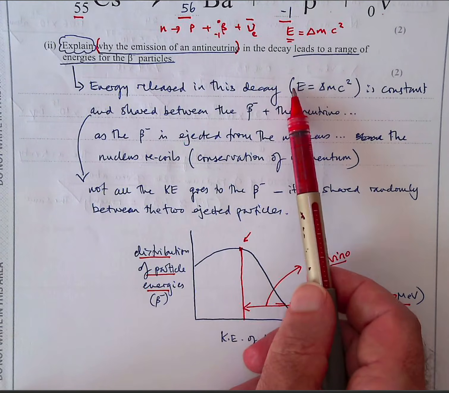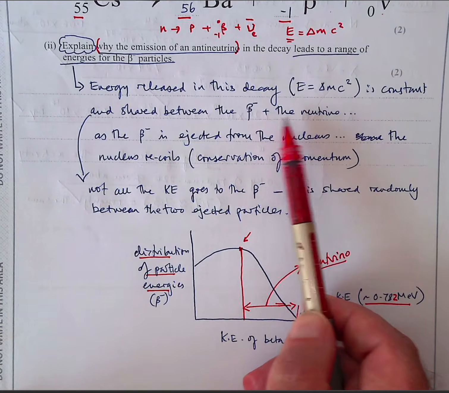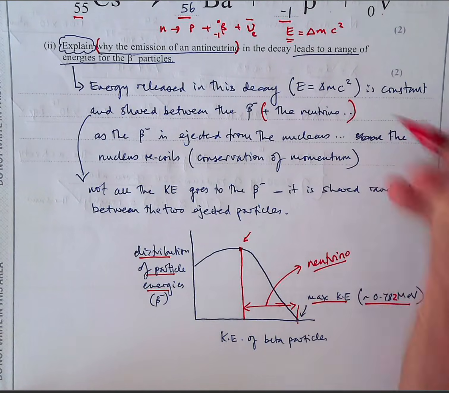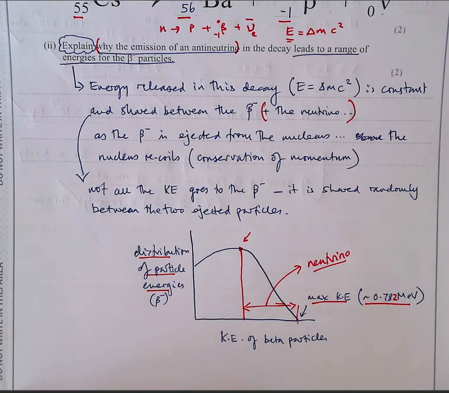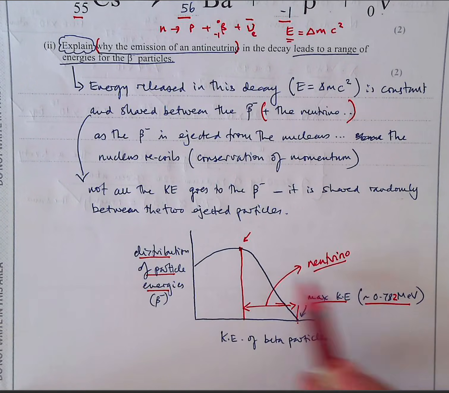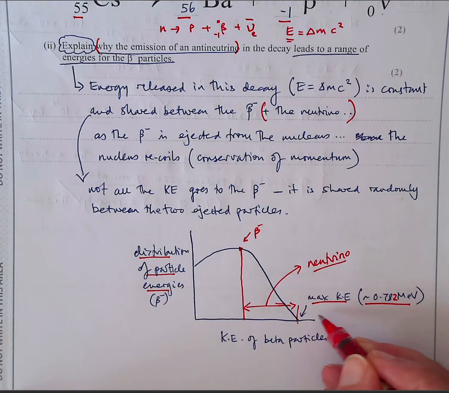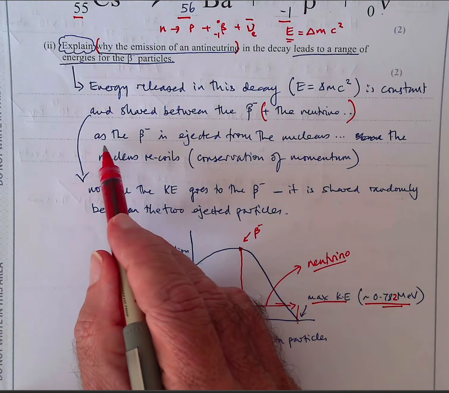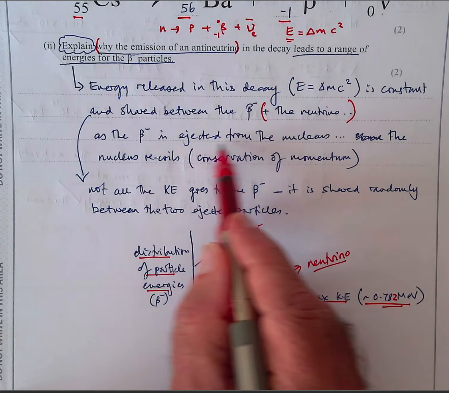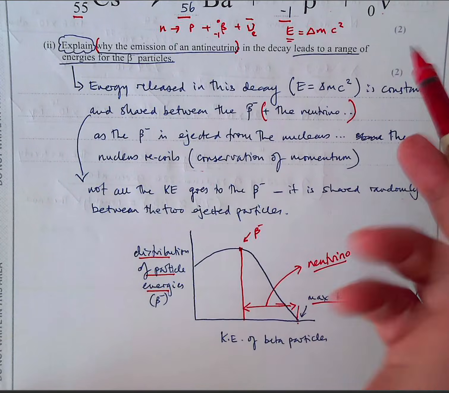Energy released in this decay by E equals mc squared is constant and shared between the beta minus particle and the newly discovered neutrino. Something else, that's what they should have said. So not all the kinetic energy goes to the beta minus. It is shared randomly between the two particles. So the beta minus particle and the neutrino take some of the kinetic energy that's available to them. But they haven't put this second part in there. They've put something ridiculous like, as the beta minus is ejected, the nucleus recoils. Well, that's got nothing to do with why the emission of a neutrino leads to the range of energies.